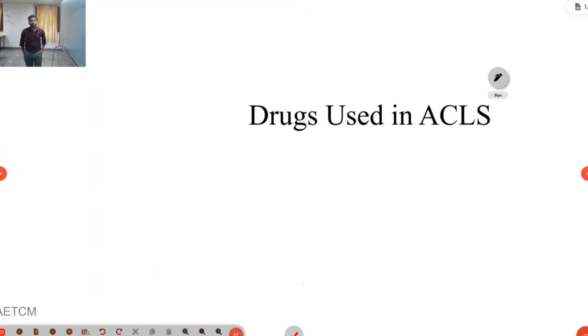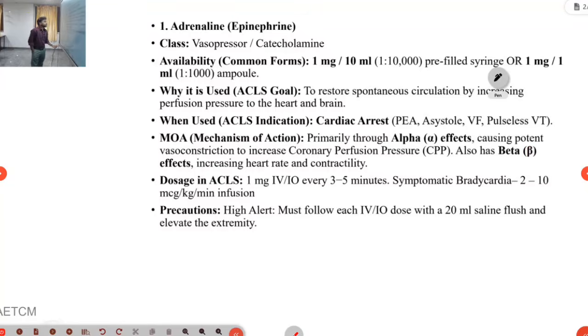In today's session we will discuss the most common drugs that we will use in our ACLS, especially in the cardiac arrest, bradycardia and tachycardia algorithms. The first and most important drug that we will use is adrenaline. So let us discuss this adrenaline. Adrenaline is usually a vasopressor or a catecholamine drug.